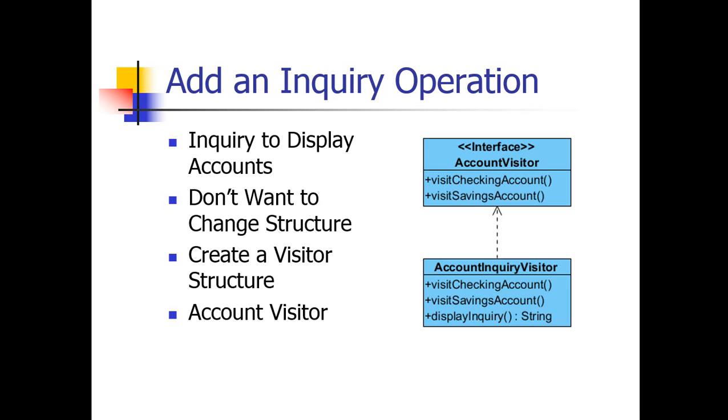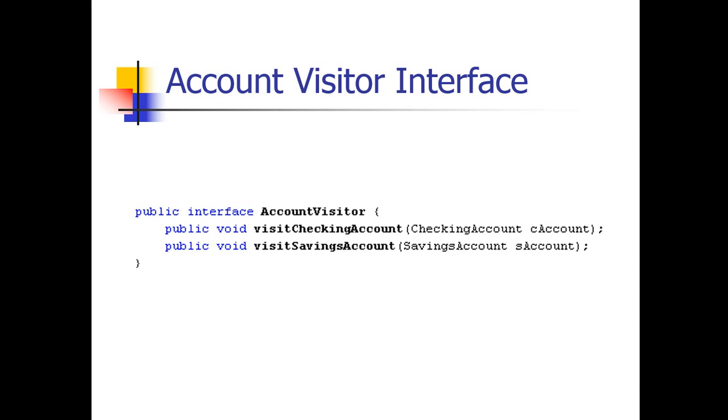We could add an inquiry method here, and if we wouldn't want to change our structure, we could create a simple visitor structure, and we could just call it an account inquiry visitor. So the account inquiry visitor would have visit checking, visit savings, and display inquiry, and that would be attached to an account visitor. And the account visitor could visit the individual types of accounts that are coded.